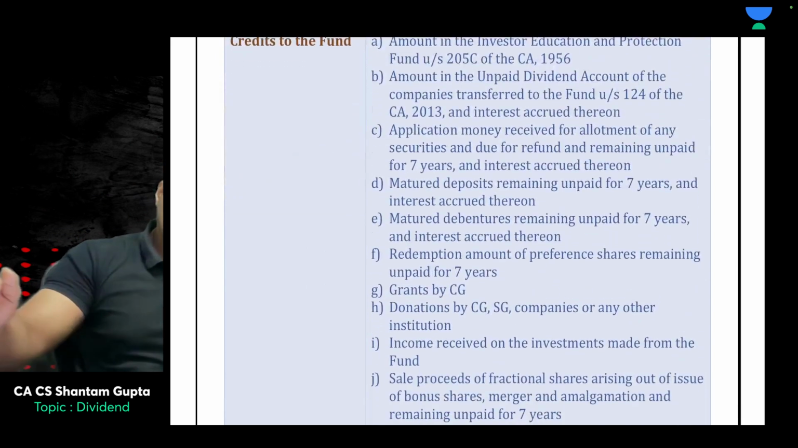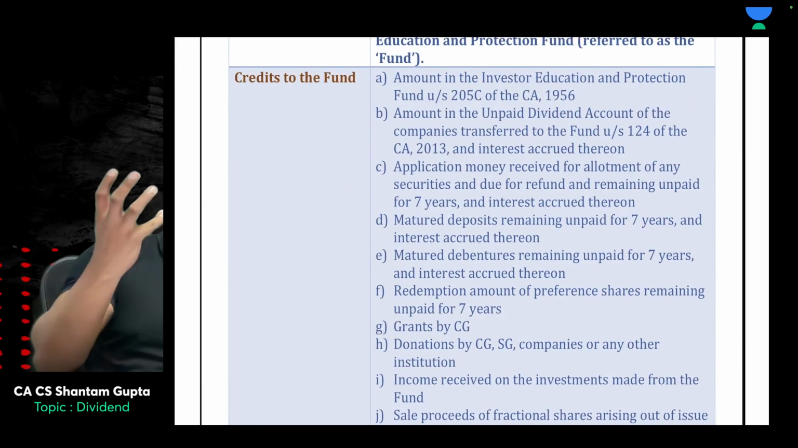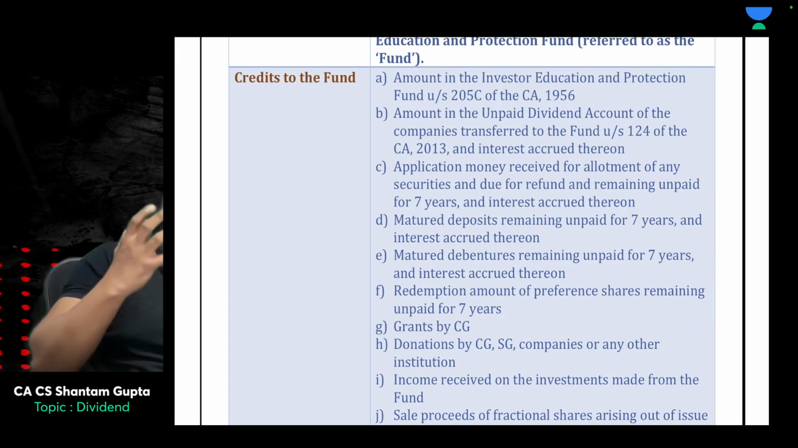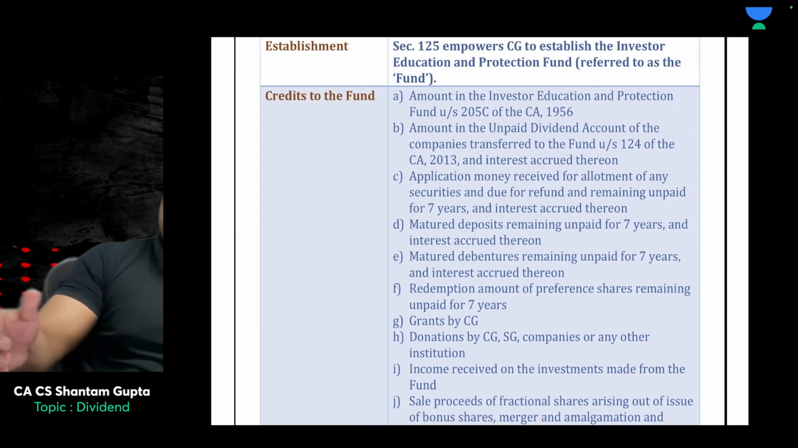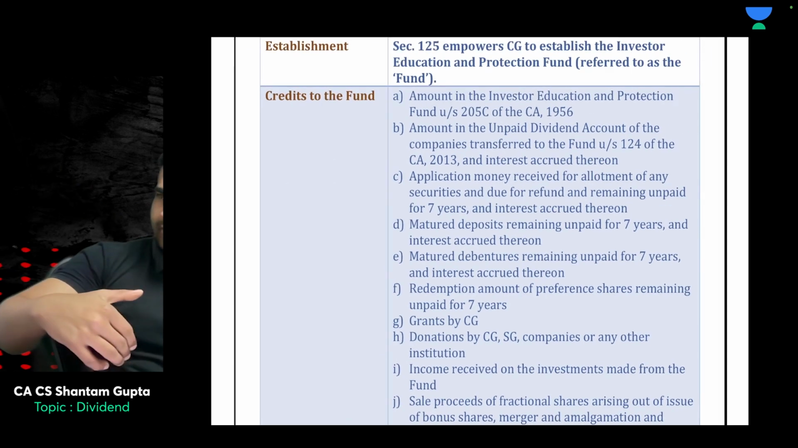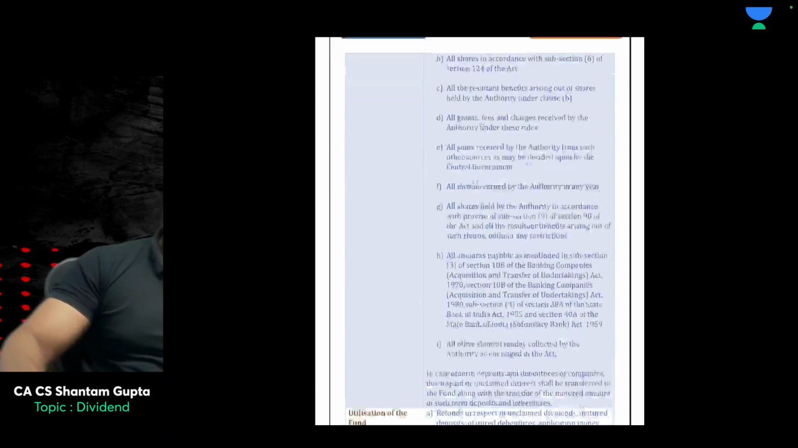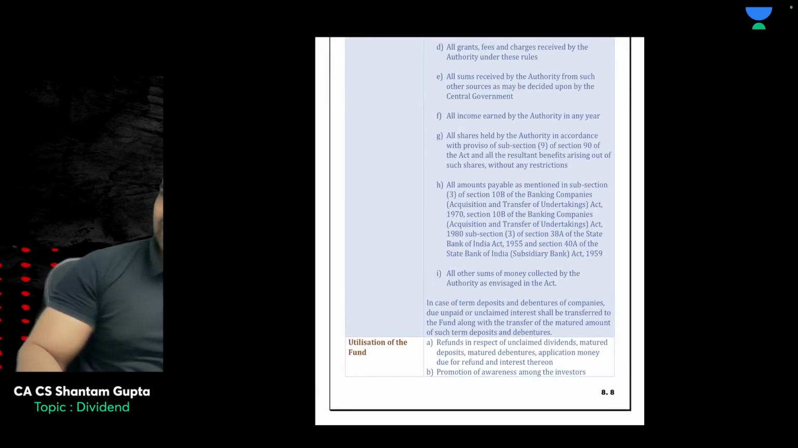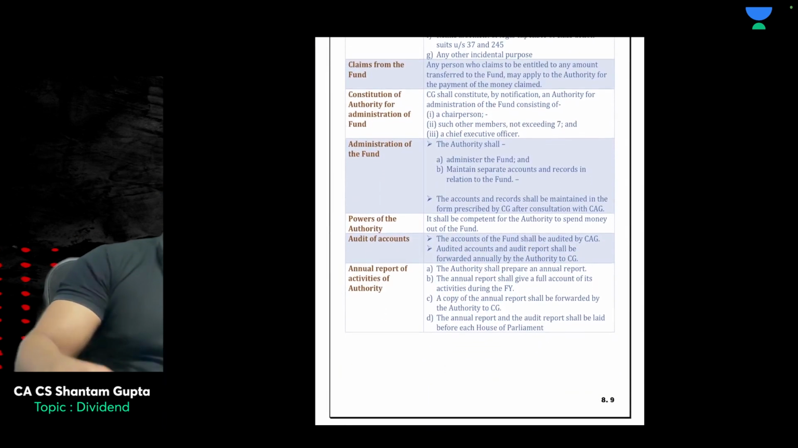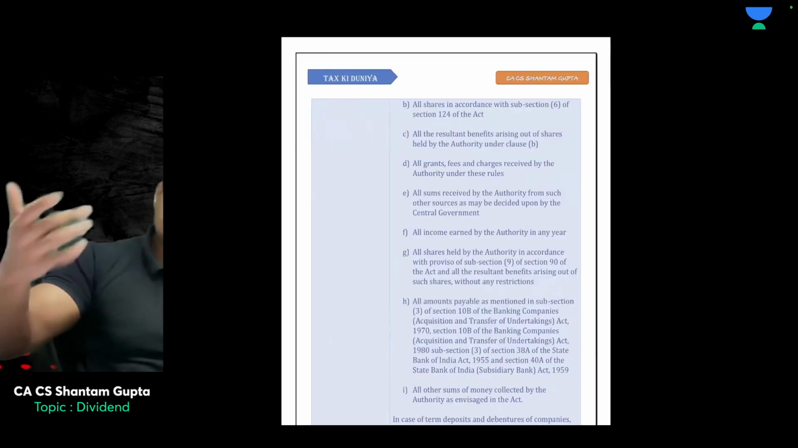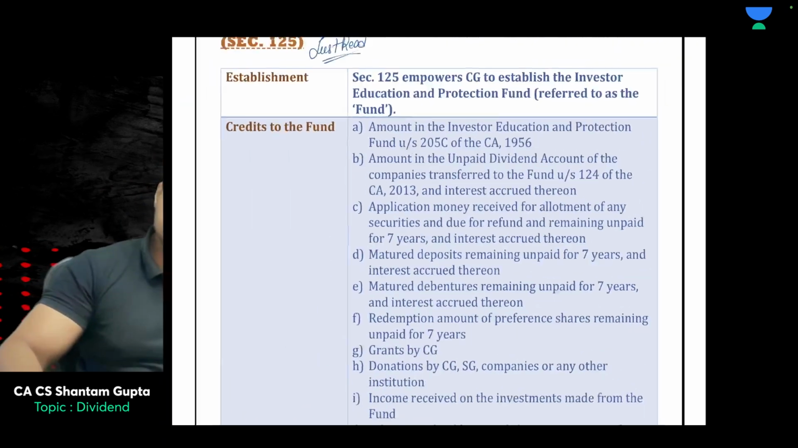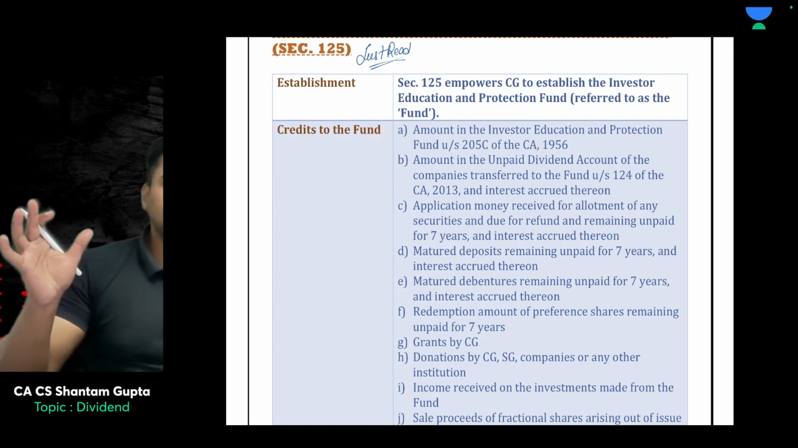So see sir, where does money come into IEPF? How does it come? First they will tell you the way of that money coming in, and then they will tell you where that money can be invested, utilization of fund, and then what can happen from there. So let's discuss this because it is here. From where can the money come in?